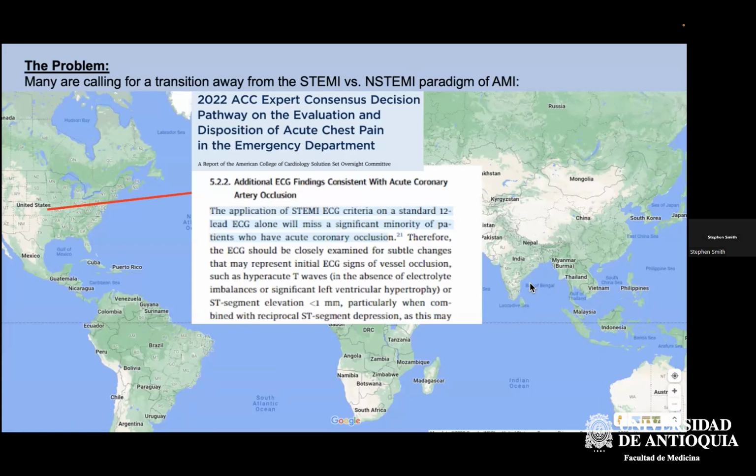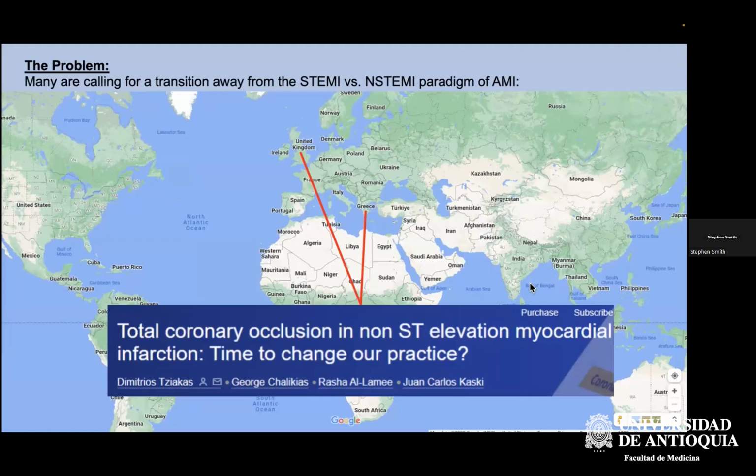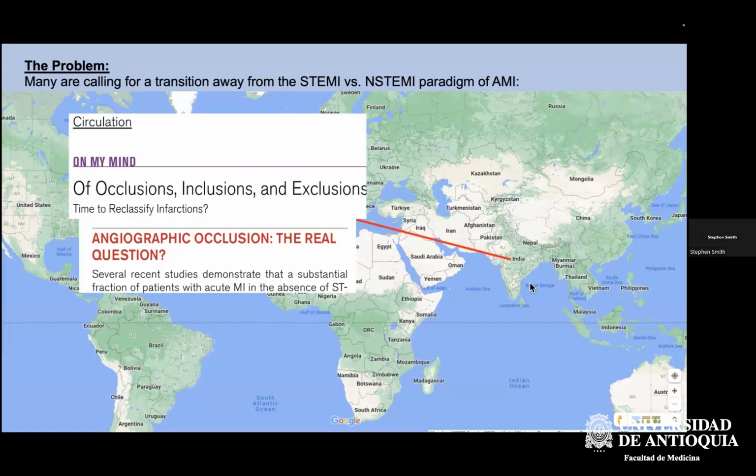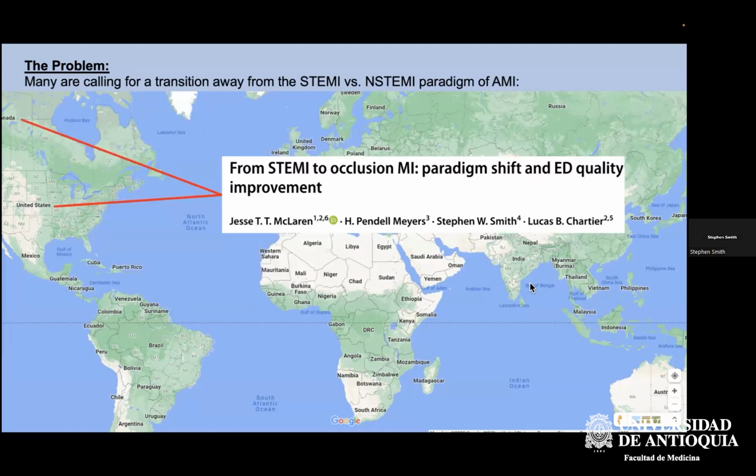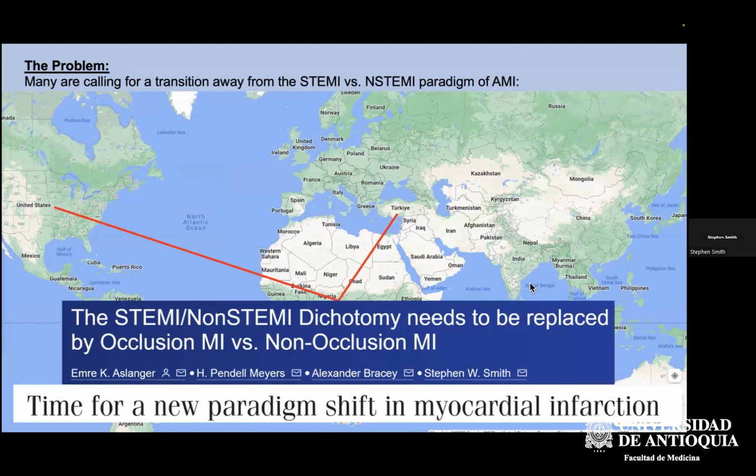From the United States, the 2022 American College of Cardiology Expert Consensus, which I'll talk more about. From Greece, total coronary occlusion and non-ST elevation myocardial infarction: time to change our practice? From India, occlusions, inclusions, and exclusions. How about from STEMI to occlusion MI, from Canada and the United States? The STEMI non-STEMI dichotomy needs to be replaced by occlusion MI versus non-occlusion MI, from Turkey and the US.